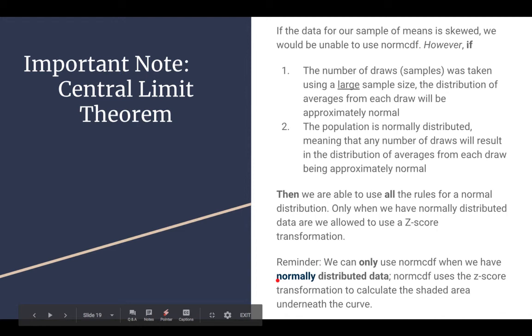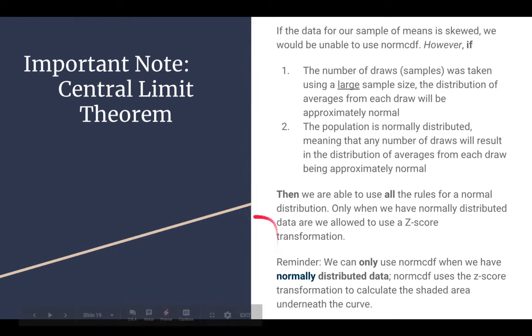This is something that is extremely important to know. If the data for our sample of means is skewed, we would be unable to use norm CDF. Remember that norm CDF uses the z-score in the background, but to be able to use norm CDF, your distribution has to be normal. Now, the central limit theorem does say that you can start with whatever distribution initially as long as your sample size is large enough.